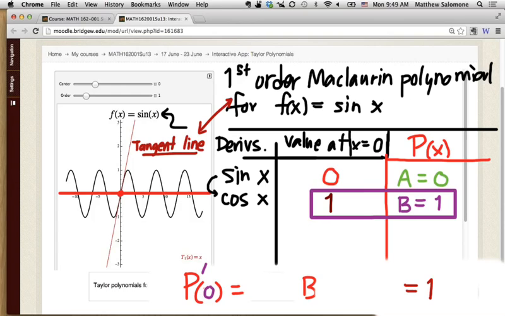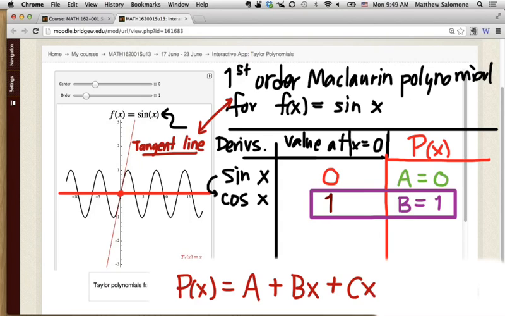So if we take this new information that we just discovered, that b is equal to 1, we now understand our original polynomial better. Our original polynomial, p of x, was equal to a plus bx plus cx squared plus dx cubed plus et cetera, et cetera. But we determined that a was equal to 0, and so that first term went away. And now we've determined that b is equal to 1. And so now we know a little bit more about our polynomial.